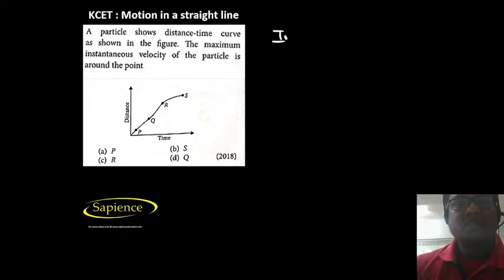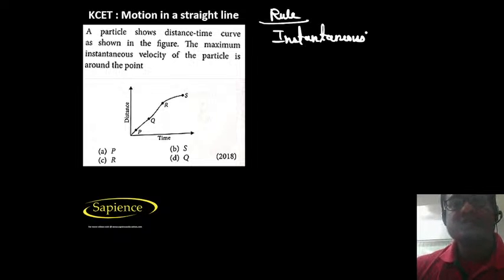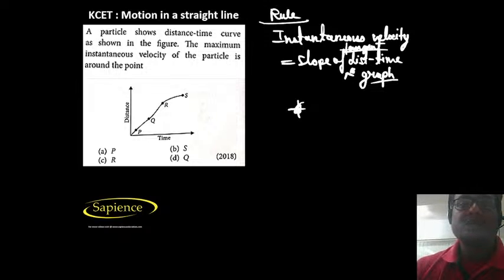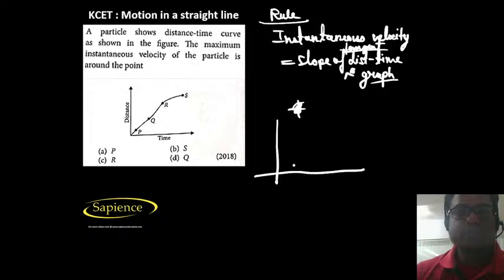So we have to use this rule actually here. The instantaneous velocity will be equal to the slope of the distance time graph. So we have to use the slope of the tangent at any point on the distance time graph. It means that the higher angle it makes with the time axis, the higher slope it will have, and then the higher instantaneous velocity it will have.